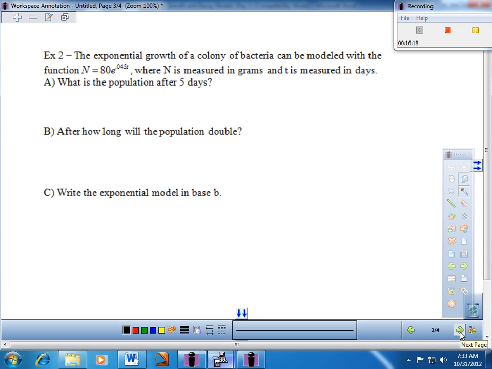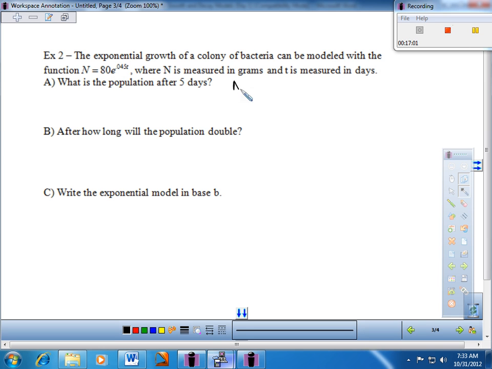So here's what I have. Example 2. The exponential growth of a colony of bacteria can be modeled with the function. N is measured in grams, and t is measured in days. What's the population after 5 days? So again, we have this colony of bacteria growing exponentially, and we have this equation in base e that will model the number and the time frame. Remember, the idea really is very simple. If I give you an input, you can give me an output. And if I give you an output, you'll be able to give me the input. So let's check this out.